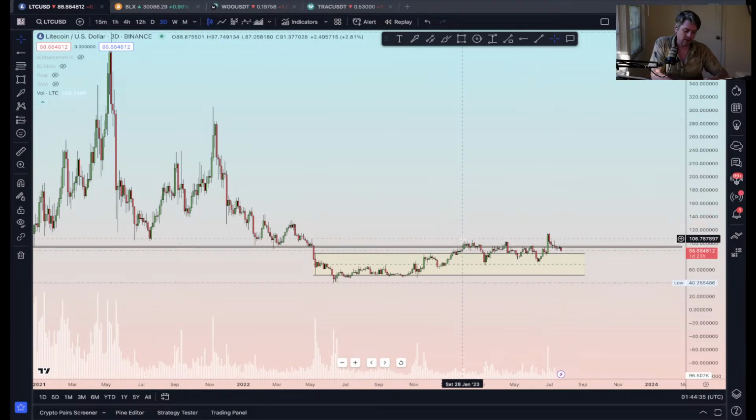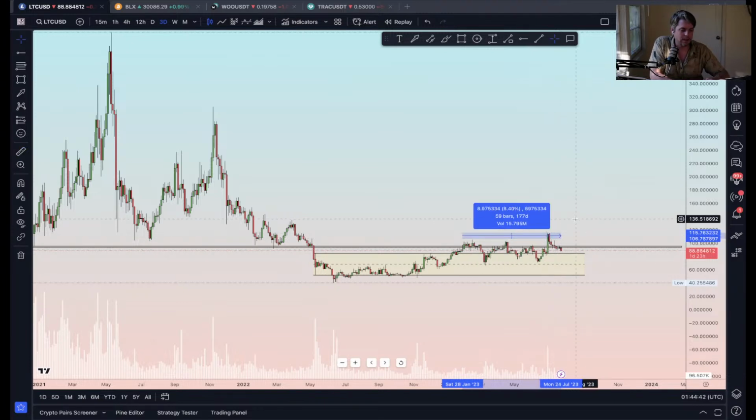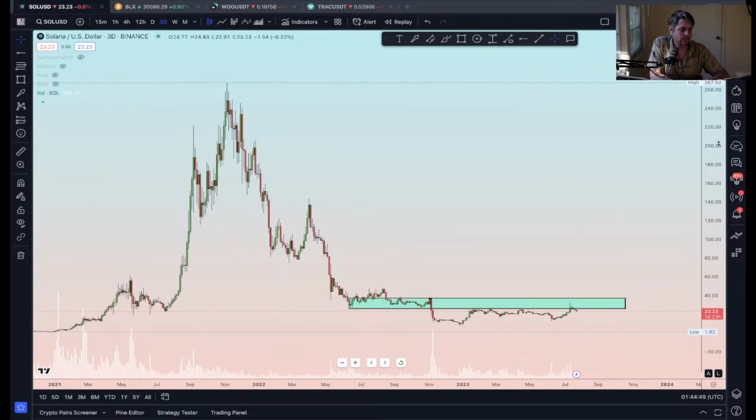Very, very long consolidation, approximately 177 days up at this level, just chopping around. If you're trying to actively trade this one, you're going to get chopped to bits. That's why we're taking a long-term position on this one.